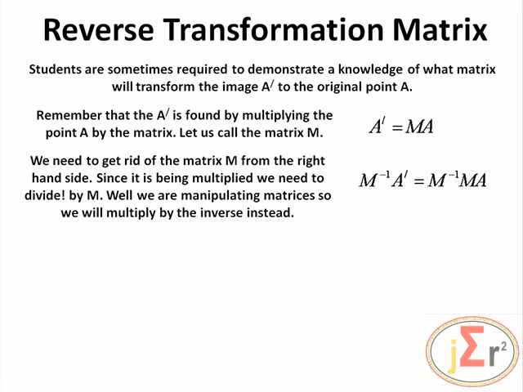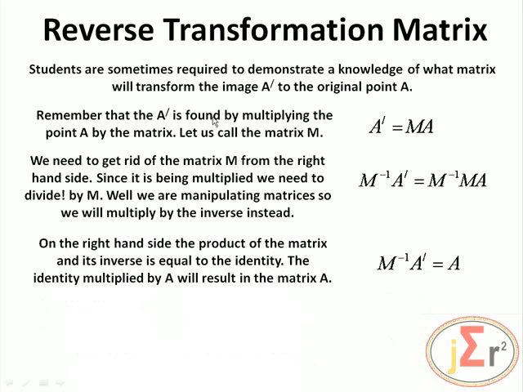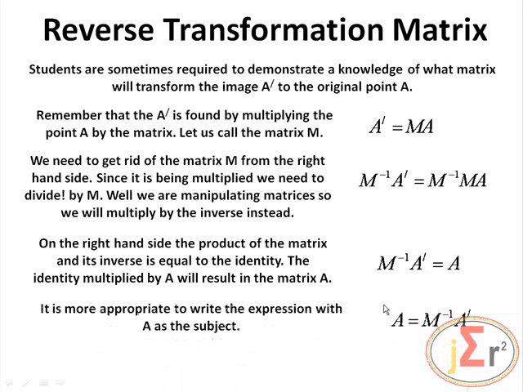Well, we're not going to be dividing by M. We are multiplying matrices, so we will multiply by the inverse instead. So instead of dividing, we multiply by the inverse instead. On the right hand side, the product of the matrix and its inverse is equal to the identity. The identity multiplied by A will result in the matrix A. And of course, it is more appropriate to write the expression with A as the subject, which is on the left hand side.